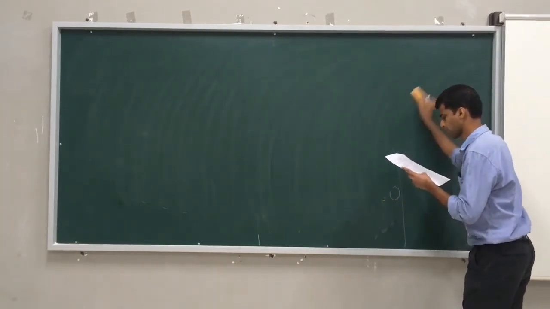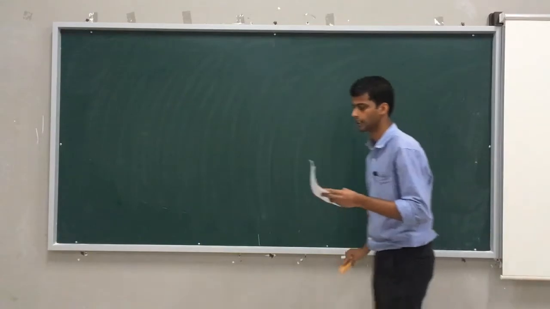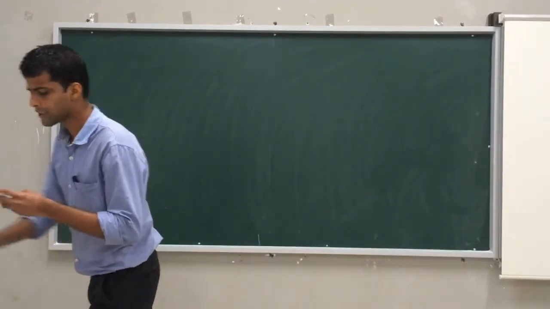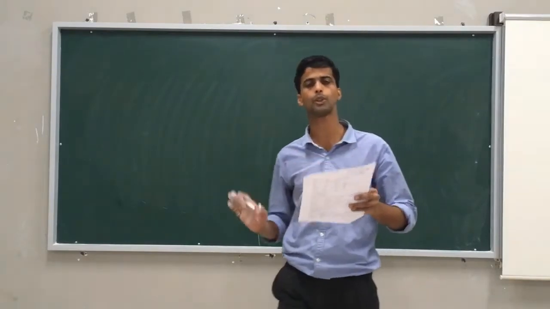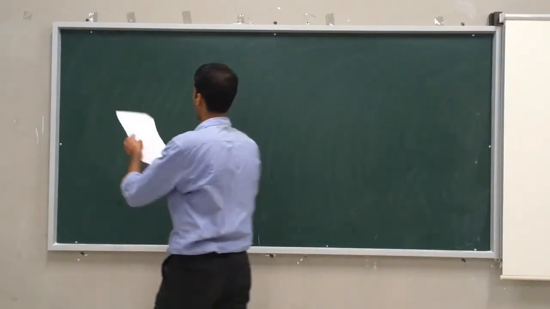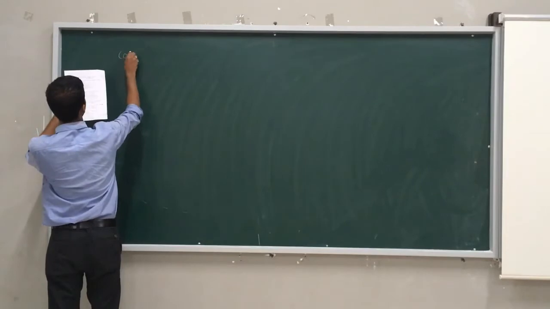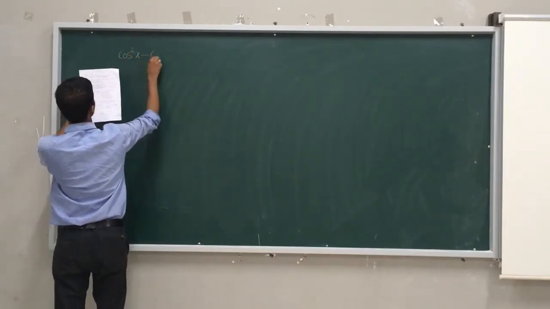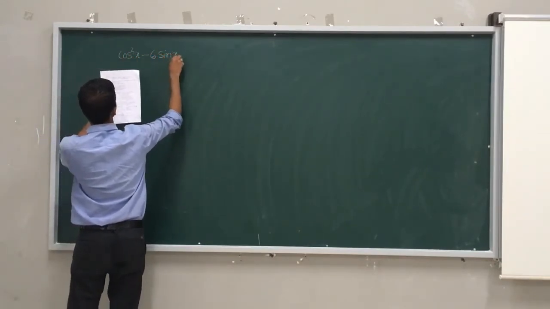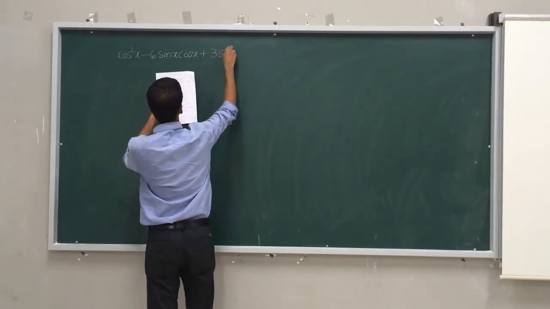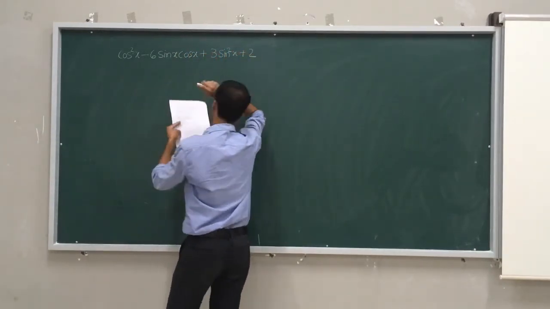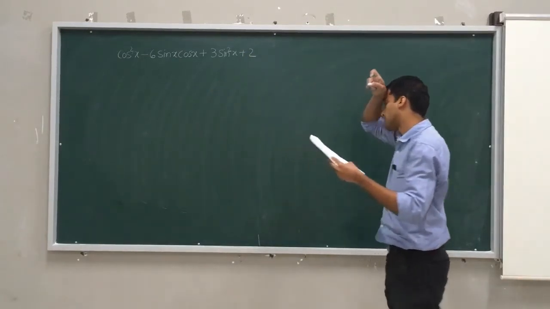We discuss now question number 34. The least value of, now they have not asked for the greatest value, they want only the least value. They want the least value of cos square x minus 6 sin x cos x plus 3 sin square x plus 2. They want the least value of this particular expression.